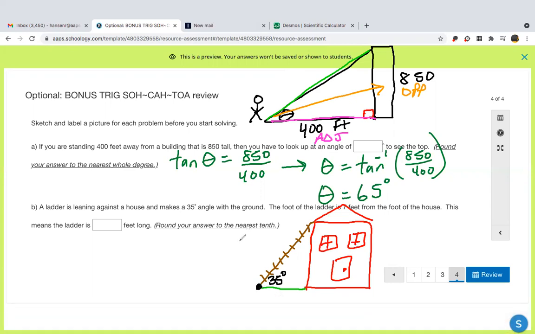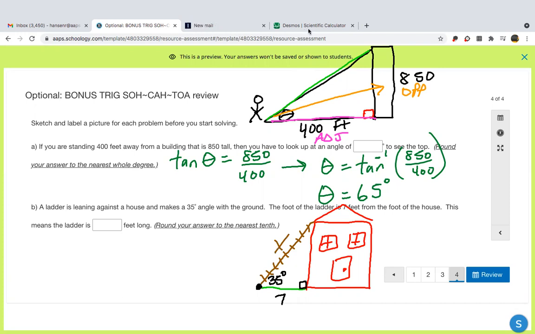It says the foot of the ladder is 7 feet from the foot of the house, just like your feet, they're on the bottom or ground. So that's 7. Note that where the ground meets the house is a 90-degree angle. It says this means the ladder is blank feet long. So that means my brown ladder is literally what we're measuring, not the height of the house. That's another question. This asks for the ladder, which is leaning like that. That's X.